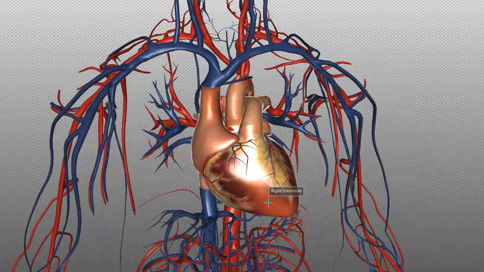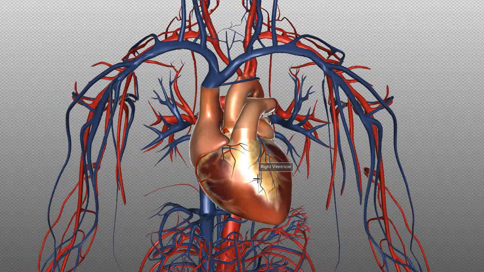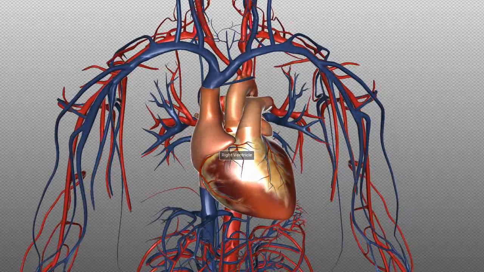Don't worry too much about what these look like and the structure of them, because I will be doing a more detailed tutorial on the structure of the heart, including blood supply to the heart, all the different sort of bits of the heart, and I'll be looking at the valves in more detail.